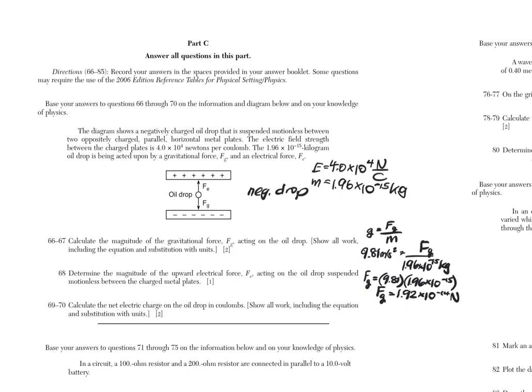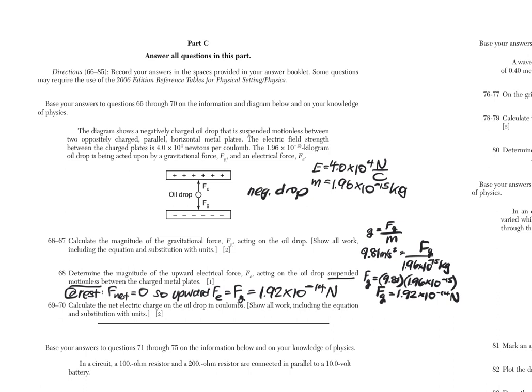All right, then for number 68, it wants to know what is the upward electric force acting on the oil drop that is suspended motionless between the charged metal plates. Since it's at rest, the net force is 0. That must mean the upward electrostatic force balances out the downward weight, giving no net force. So that upward electrostatic force must equal the weight, 1.92 times 10 to the negative 14 newtons. Of course, if you got 66, 67 wrong and carried that forward into 68, you would not get 68 wrong. It'd be error carried forward.